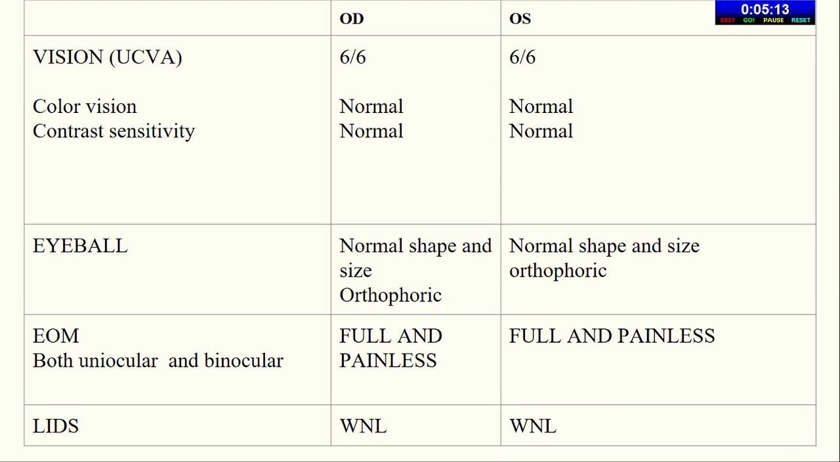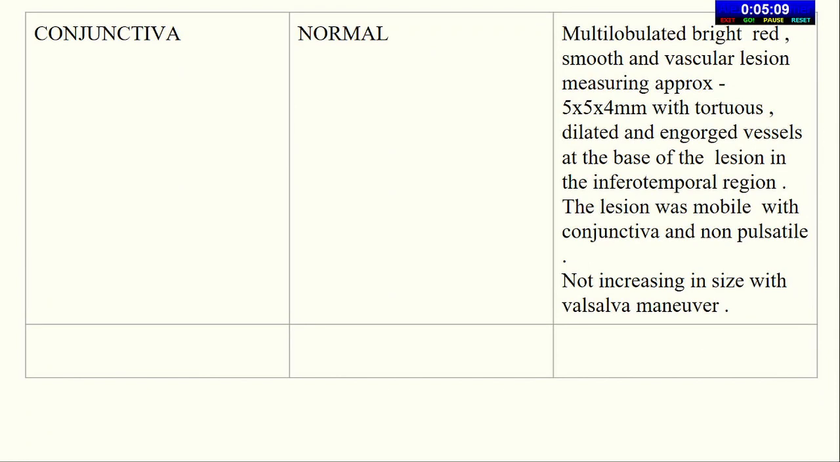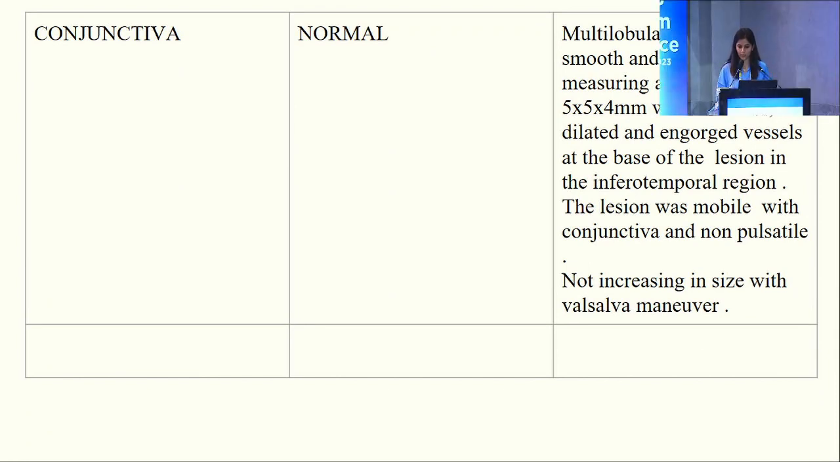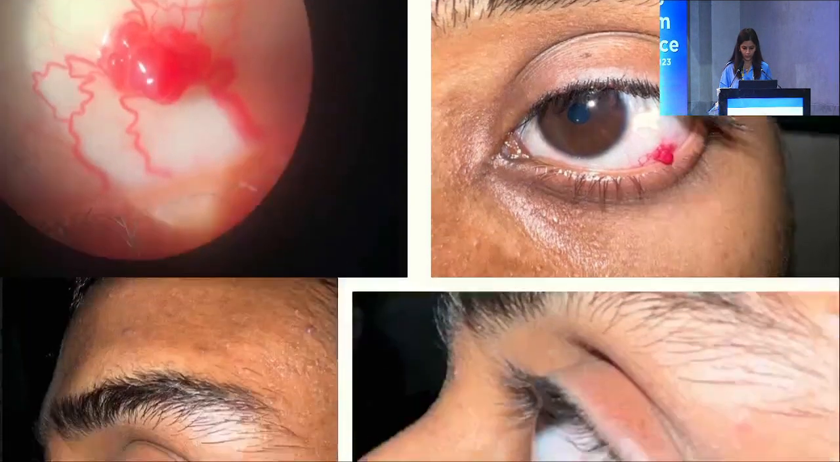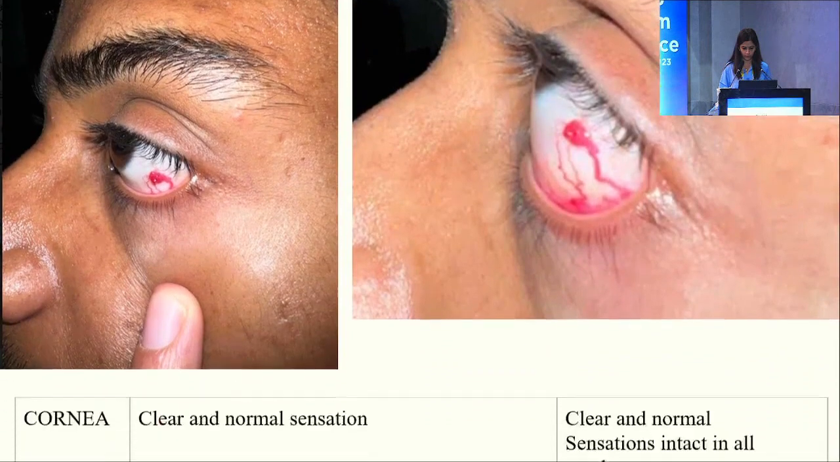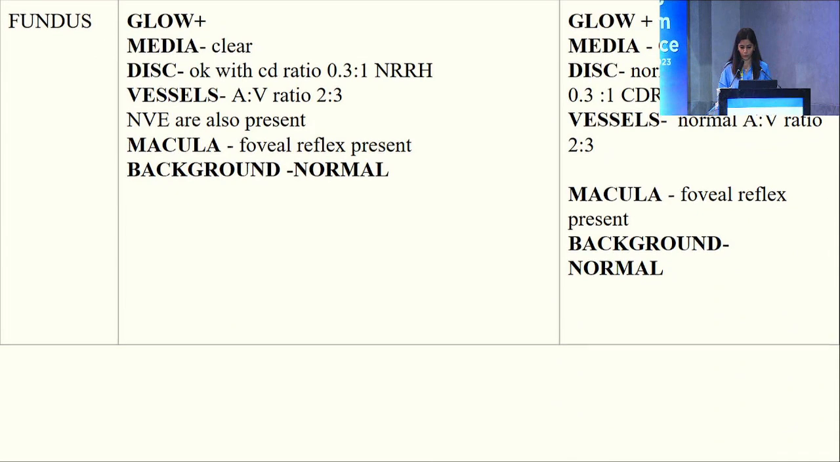Anterior segment examination was unremarkable for both the eyes. In the left eye, in the conjunctiva, there was a multilobulated bright red, smooth and vascular lesion measuring approximately 5 by 5 by 4 with tortuous dilated and engorged vessels at the base of the lesion in the infratemporal region. The lesion was mobile with the conjunctiva and it was non-pulsatile. It was not increasing in size with Valsalva maneuver. So this was the lesion. Fundus examination was unremarkable in both eyes.